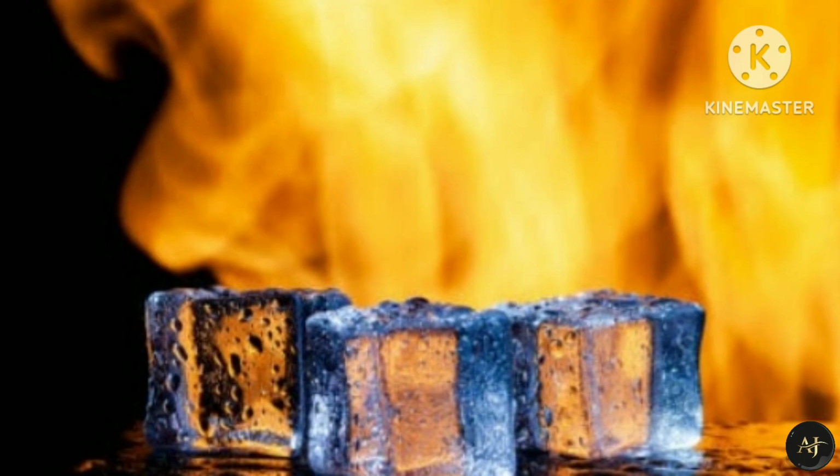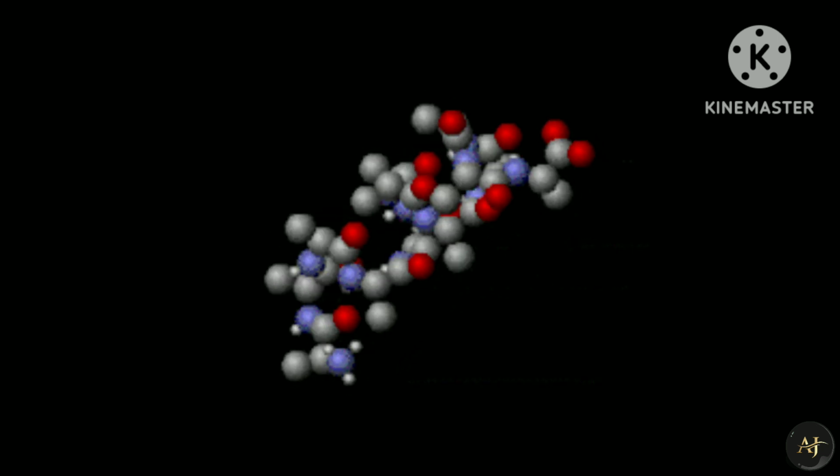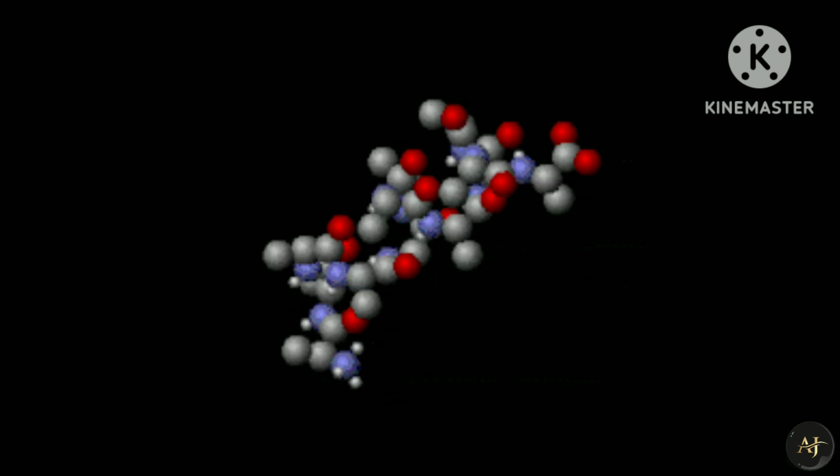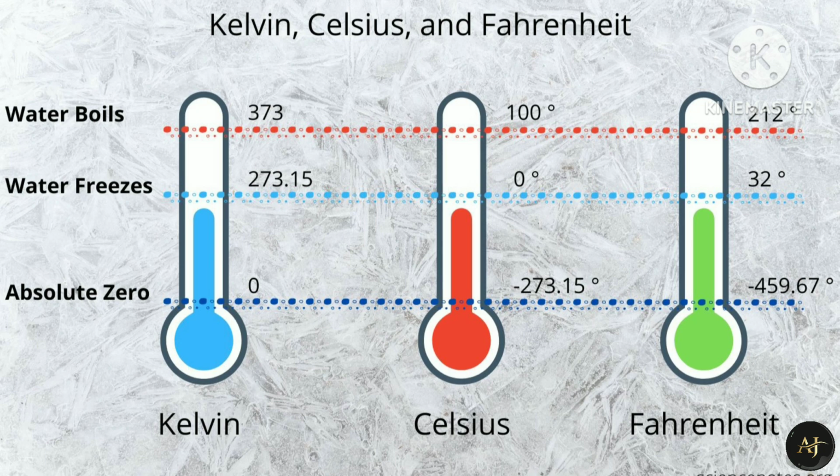The measurement of warmness or coldness of a substance is known as its temperature. It is a measure of the average kinetic energy of the particles in an object. Temperature units. There are three temperature units which are used to measure the temperature. They are Celsius, Fahrenheit, and Kelvin.